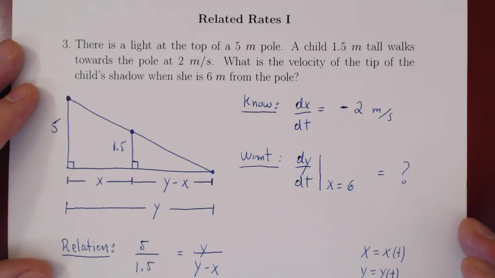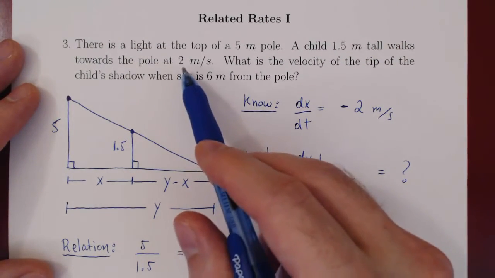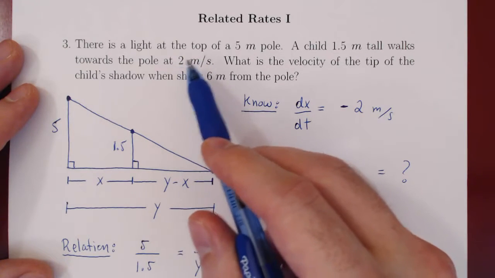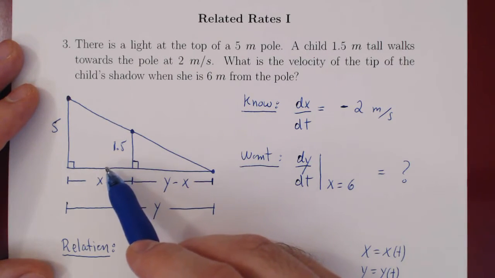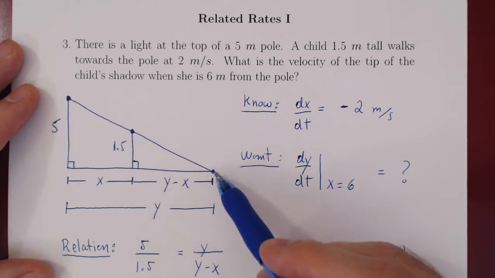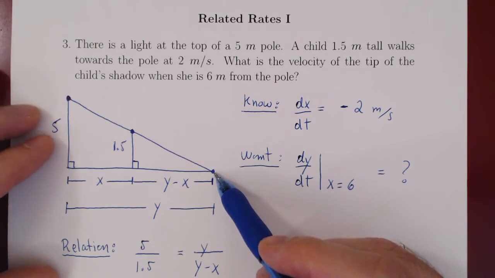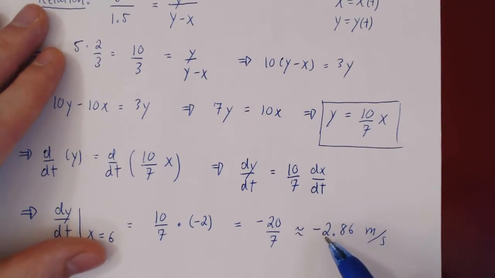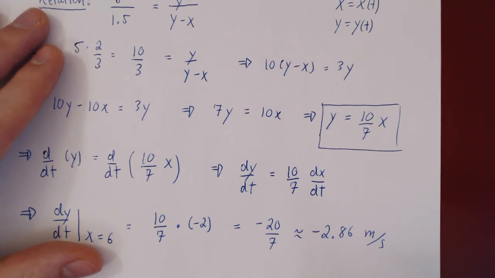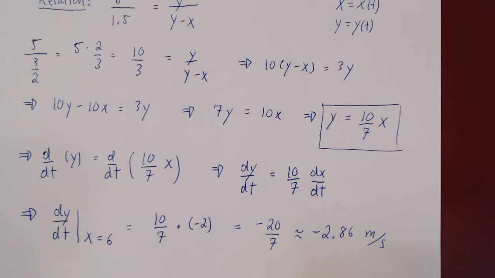And what's kind of neat is the shadow is moving faster than the child. The child is moving at a speed of 2 meters per second. So this point is moving at a constant speed of 2 meters per second. But this point, the tip of the shadow, is also moving at constant speed, but not of 2 meters per second, but approximately 2.86 meters per second. So the tip of the shadow is moving faster than the actual child.